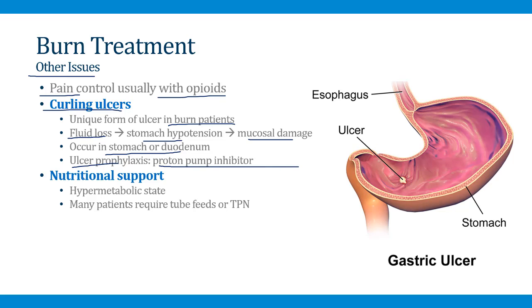And then lastly, these patients need nutritional support. Remember, they're in a hypermetabolic state, so they need lots of calories so that they can heal. And some patients are unable to eat enough calories, so many patients require tube feeds or a TPN while they're working through this hypermetabolic state. And that concludes our module on burns.